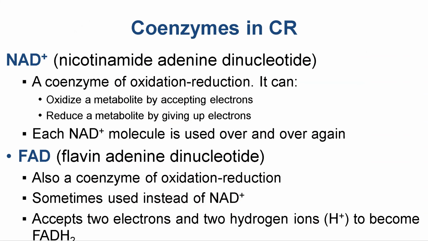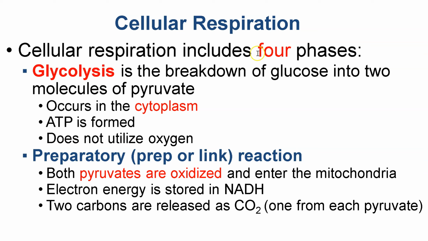There are two coenzymes in cellular respiration, NAD+ and FAD. A coenzyme is necessary for things to work correctly. NAD+ molecules are used over and over again. So again, oxidation-reduction reactions are very important. Cellular respiration includes four phases. You need to know where each one happens and what happens in each one.